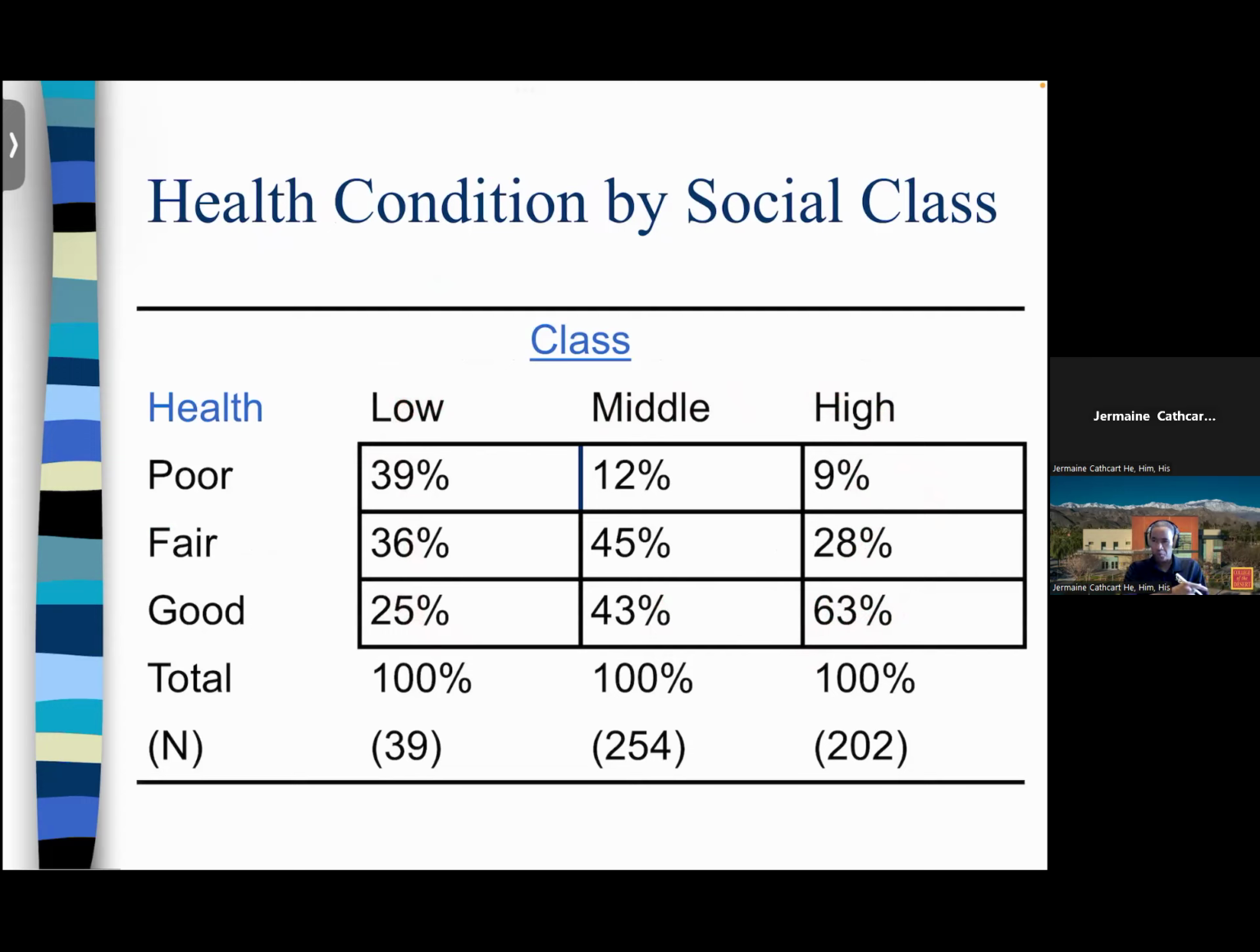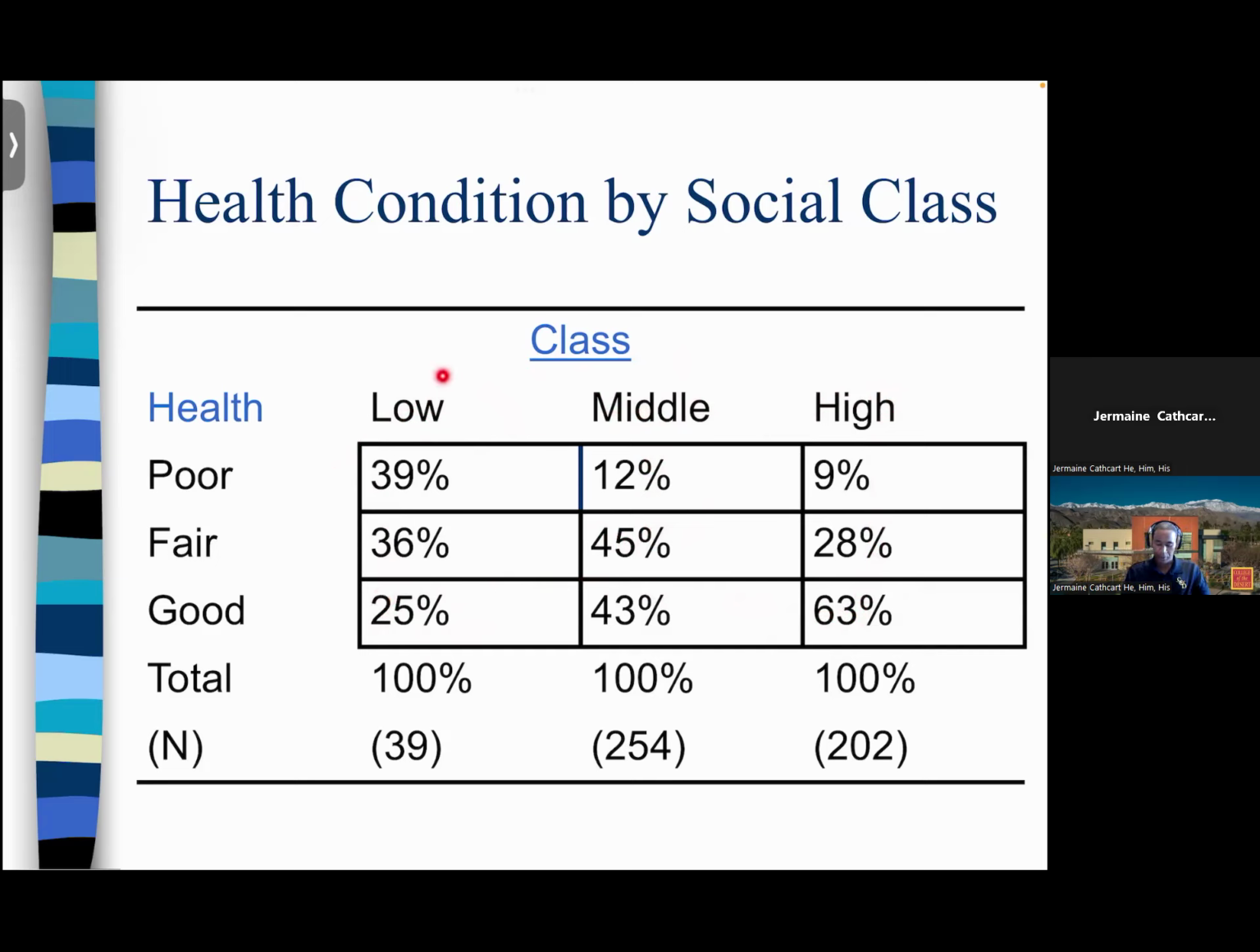Now, going back to that slide a little bit earlier where I said you want to look at the extremes when you have more than a 2 by 2 table. So for example, I wouldn't want to look at the middle class. I would want to look at the middle class a little bit, but what I would want to focus on are the extremes. So the high class and the low class, right? I would want to look at the poor and the good as opposed to the fair in the middle, right? Because that's where you start to see the more extreme examples of a relationship. People from the high class, 63% of them said they're in good health versus the low class, only 25%. That's a big difference. That's a big gap, right?